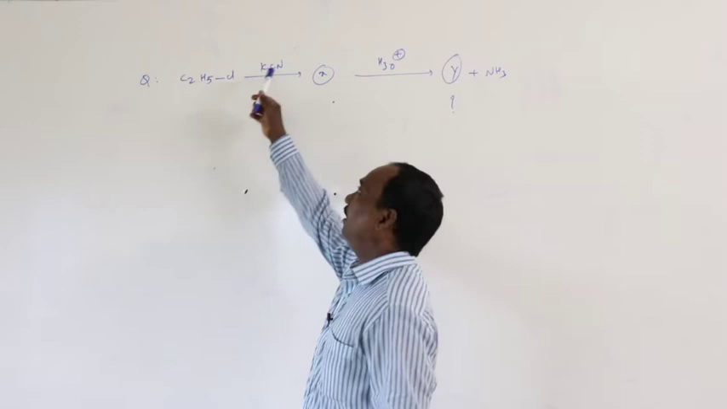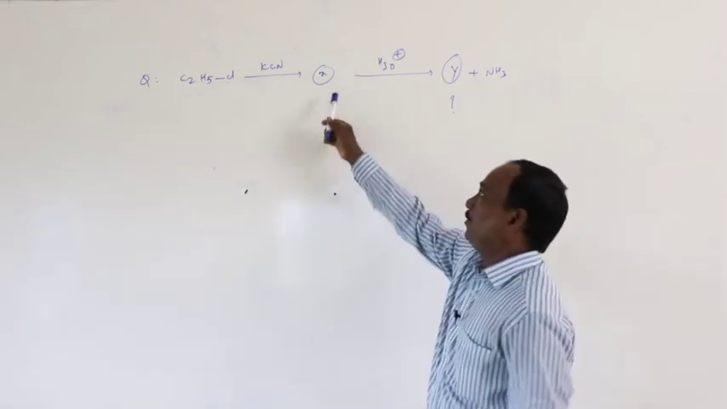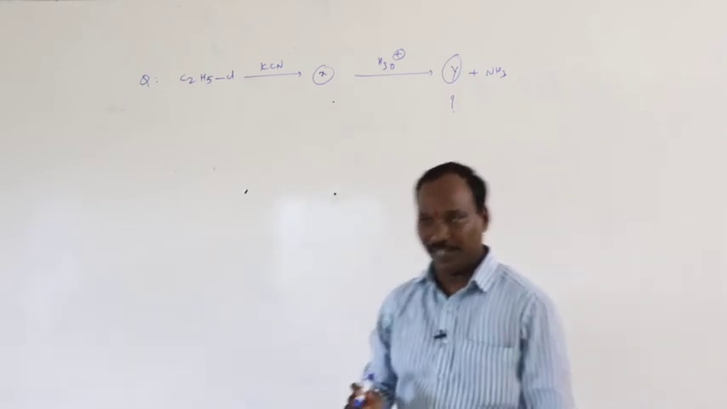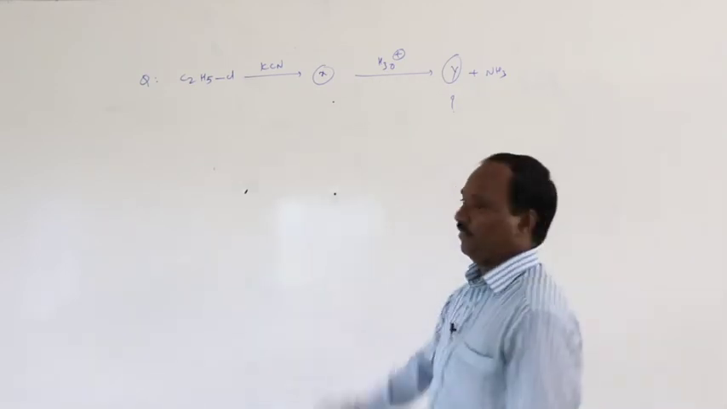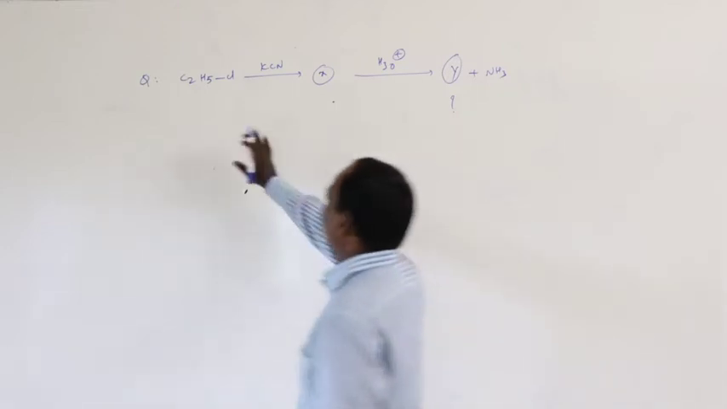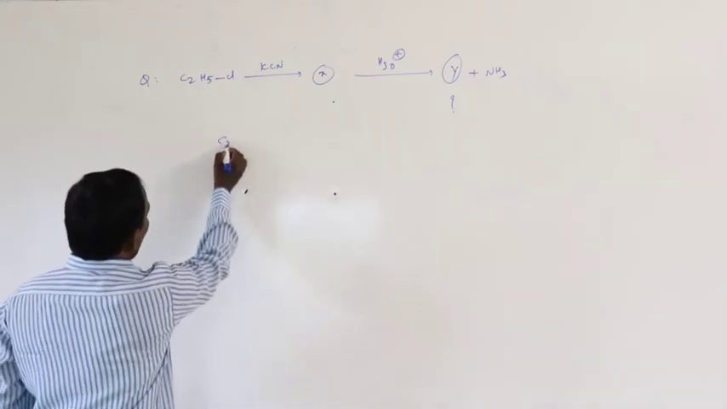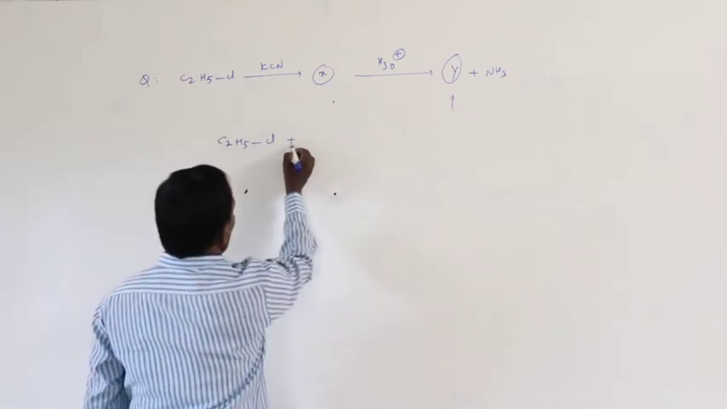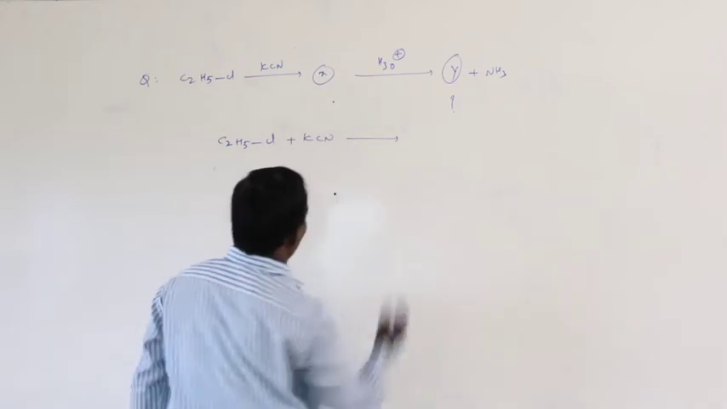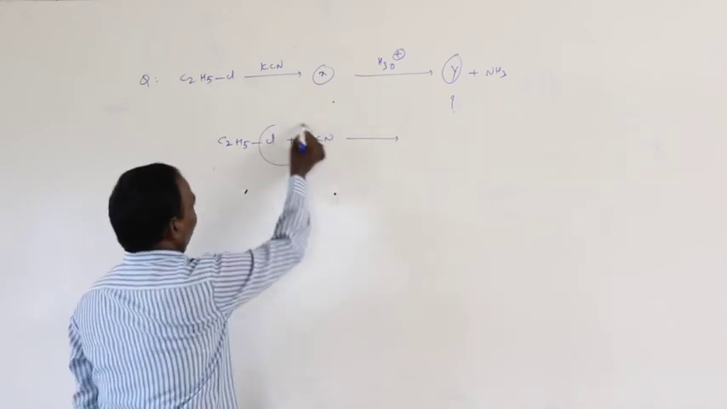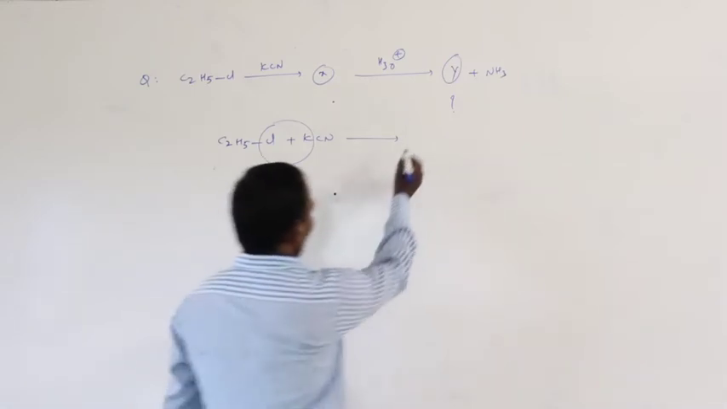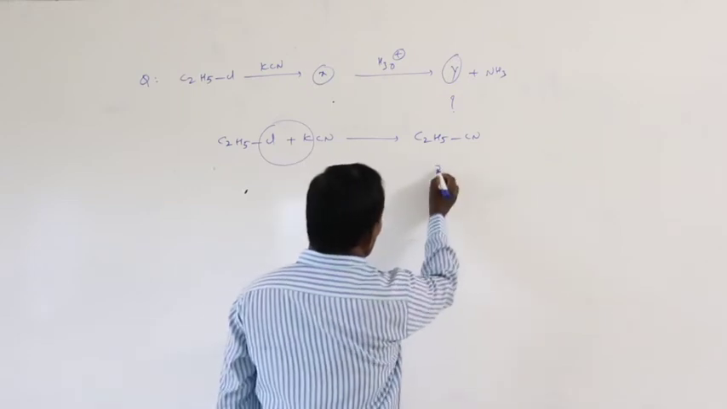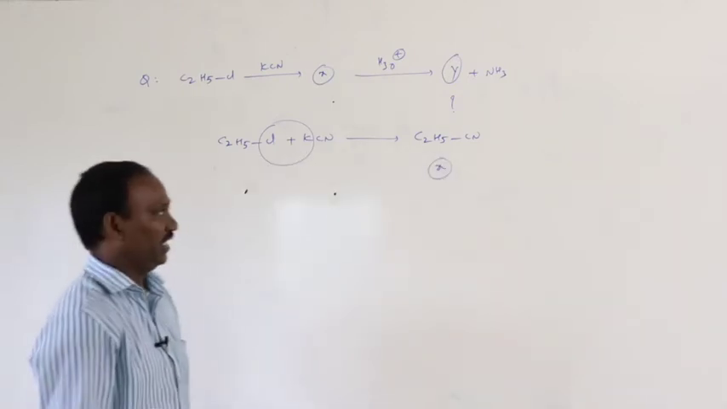Ethyl chloride on treatment with KCN gives X. Further hydrolysis reaction produces Y. So, what is the molecular formula of Y? Ethyl chloride C2H5Cl treated with KCN, potassium cyanide, removal of potassium chloride, here ethyl cyanide formation, C2H5CN. Okay, this is X compound, ethyl cyanide.